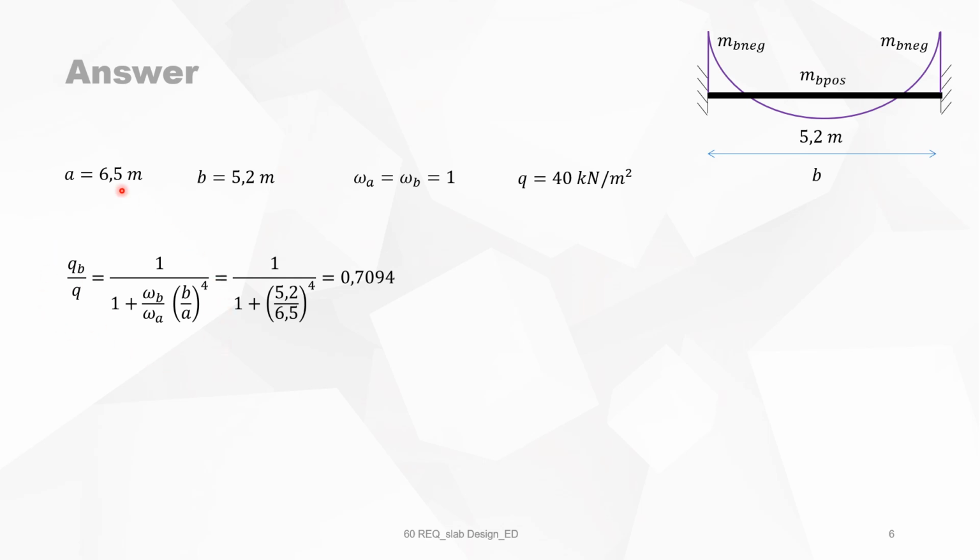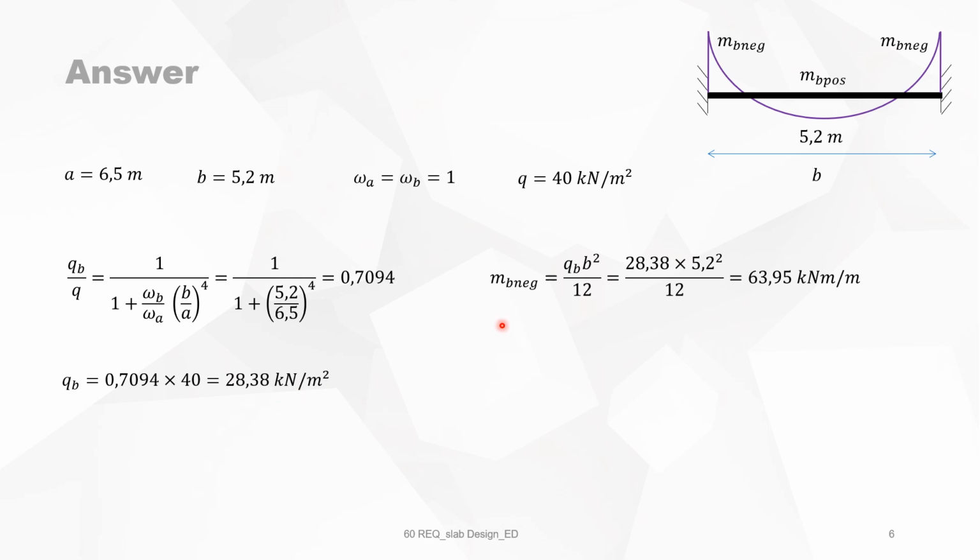QB over Q is equal to this. So you see that in this formula, cyclic permutation took place if you compare it with the formula on the previous slide. When you calculate this, we have 0.7094. So multiplied by 40 gives you QB, which is 28.38 kilonewton per square meter. The negative bending moment is QB squared over 12. It's 63.95. And the positive bending moment is half of this, which is 31.97.